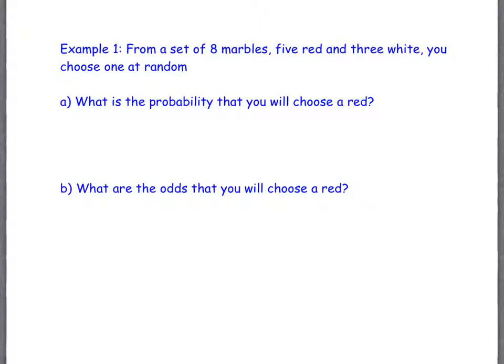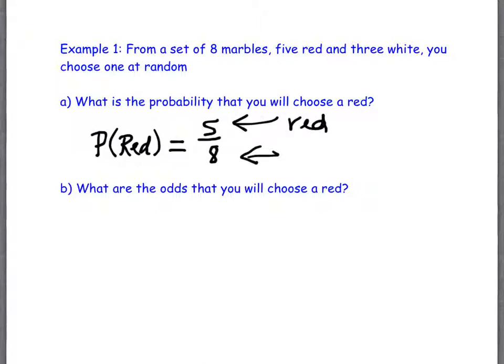Example 1 says, from a set of 8 marbles, there are 5 red and 3 white, and we choose one at random. This is just like a probability question, right? We could talk about the probability of choosing a red marble, or a white marble, and we would do it just fine. We're looking at odds, however. The odds are based on the probability. So what's the probability that we choose a red marble? 5 out of 8. The 5 is because there are 5 red. The 8 is because there are 8 total.